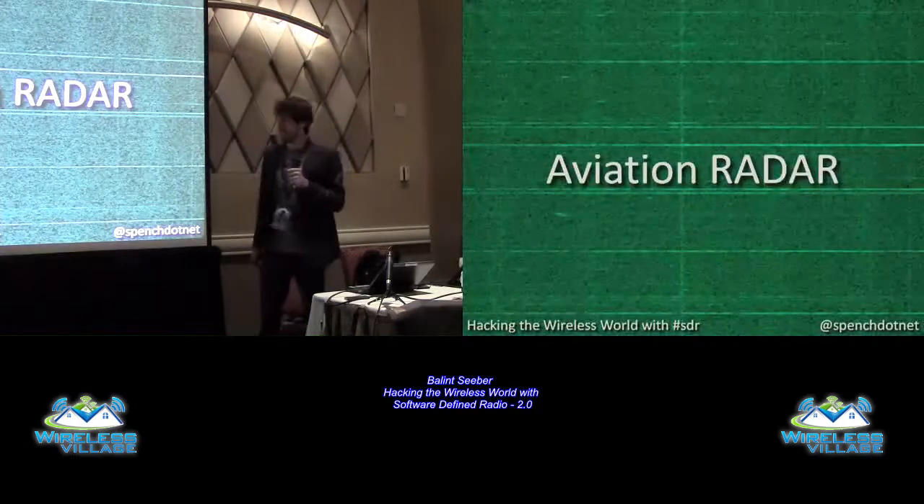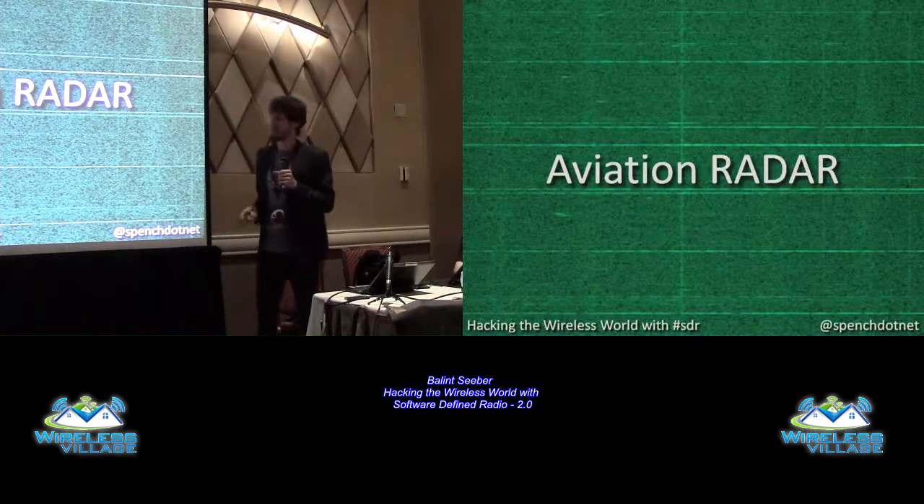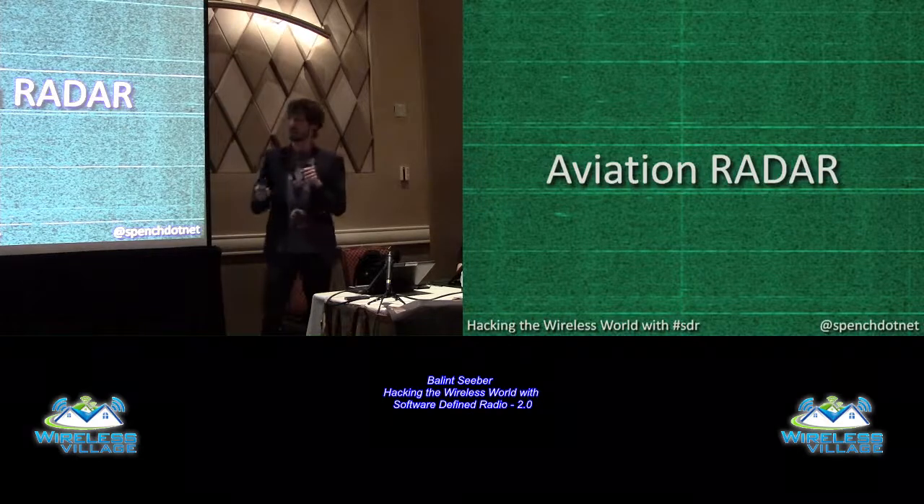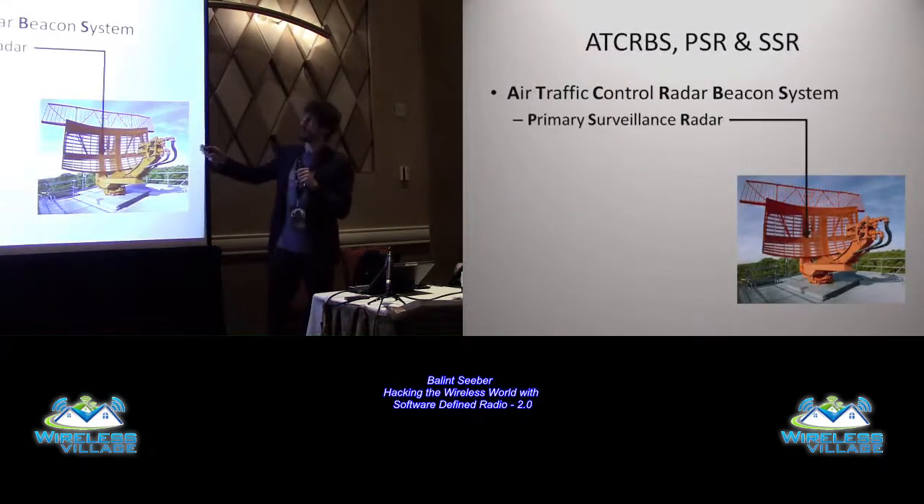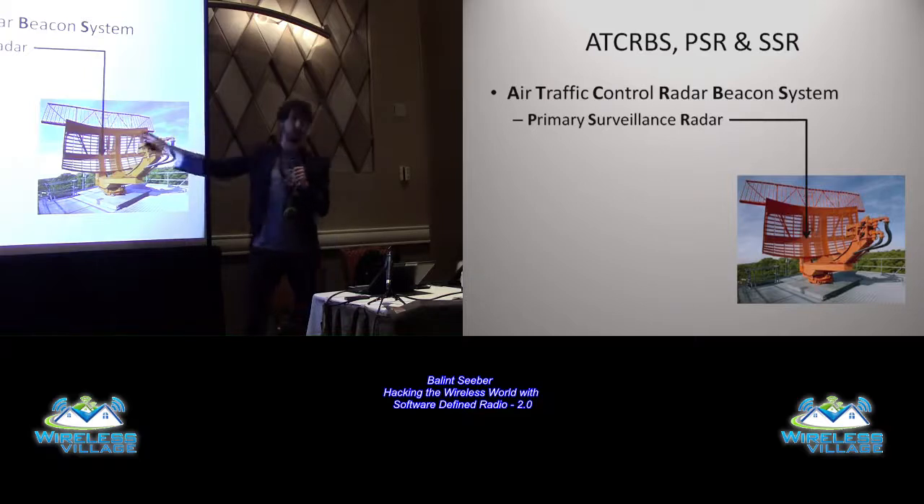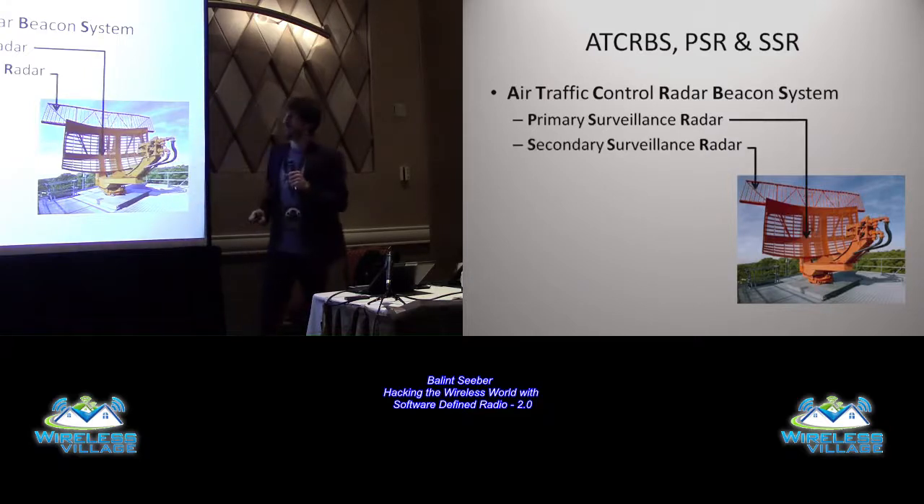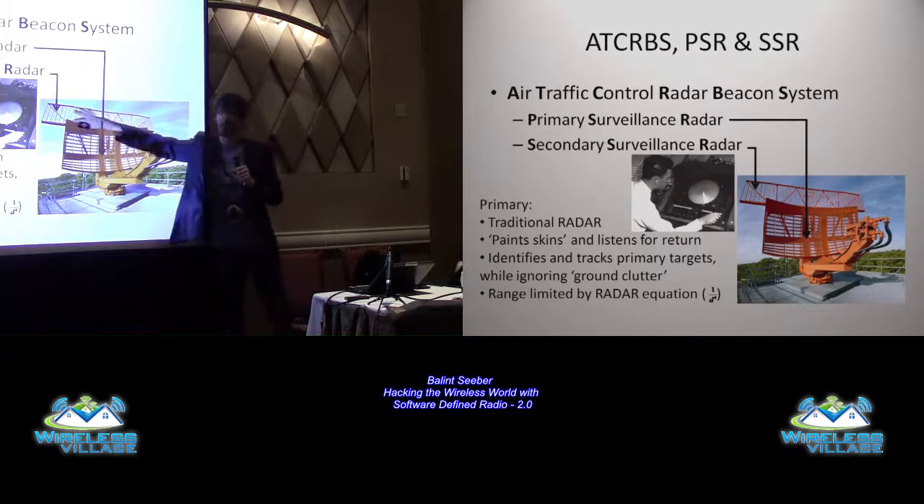Okay, so that's RDS. Aviation radar. You might have heard me talk about this before in the context of Mode S and ADS-B. Just a quick recap then. Primary surveillance radar is when you've got the big dish that spins. And secondary surveillance radar is this antenna across the top.